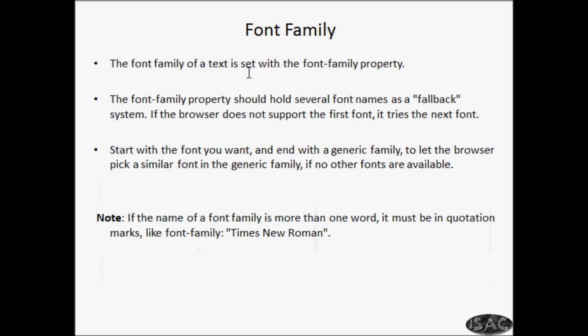The font family of text is set with the font family property. The font family property should hold several font names as a fallback system. If the browser does not support the first font, it tries the next, and if the next is also not available, then again the next. So we can provide a list of fonts that can be used in this web page, right? Start with the font you want and end with the generic family to let the browser pick a similar font in the generic family if no other fonts are available, right?